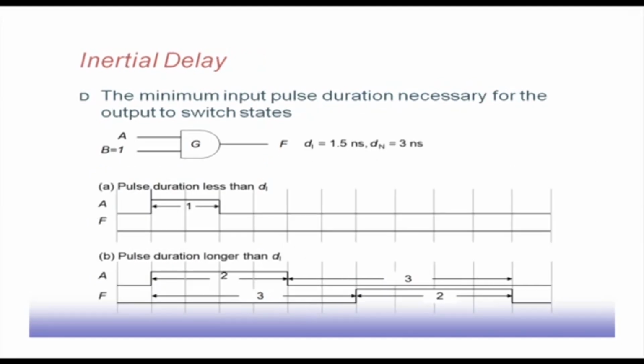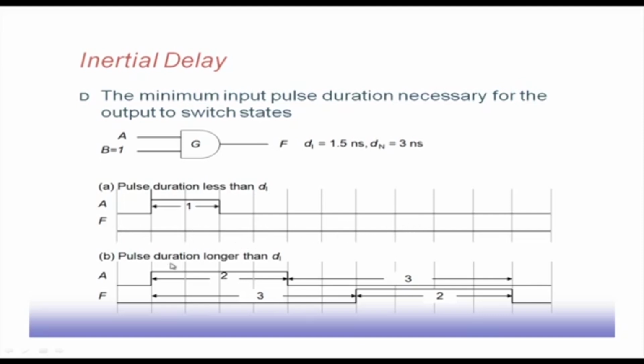Then there is something called inertial delay. It says there is a minimum input pulse duration necessary for the output to switch states. It may so happen that di, the inertial delay, is 1.5 nanoseconds. If I have a pulse duration less than that, then it will not be affected. Here this pulse duration is 1 nanosecond, which is less than di, the inertial delay. So this did not get reflected onto the output, and it continued like that.